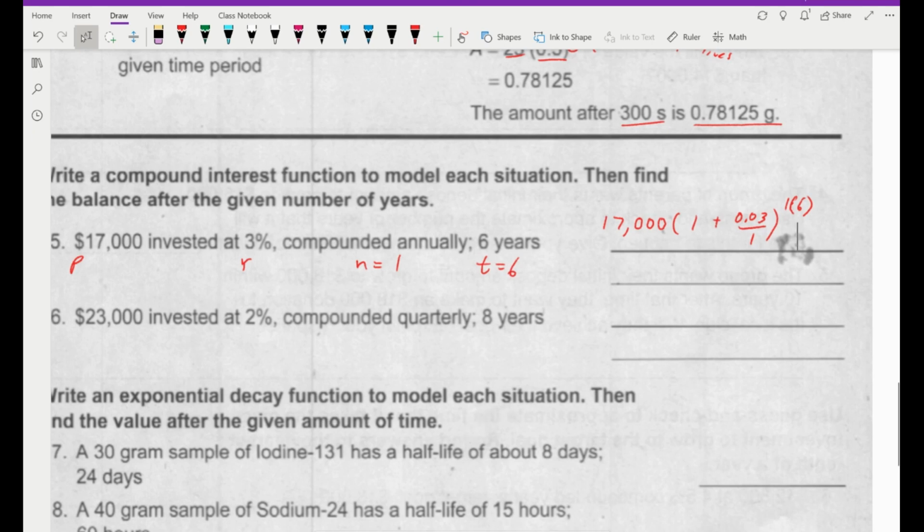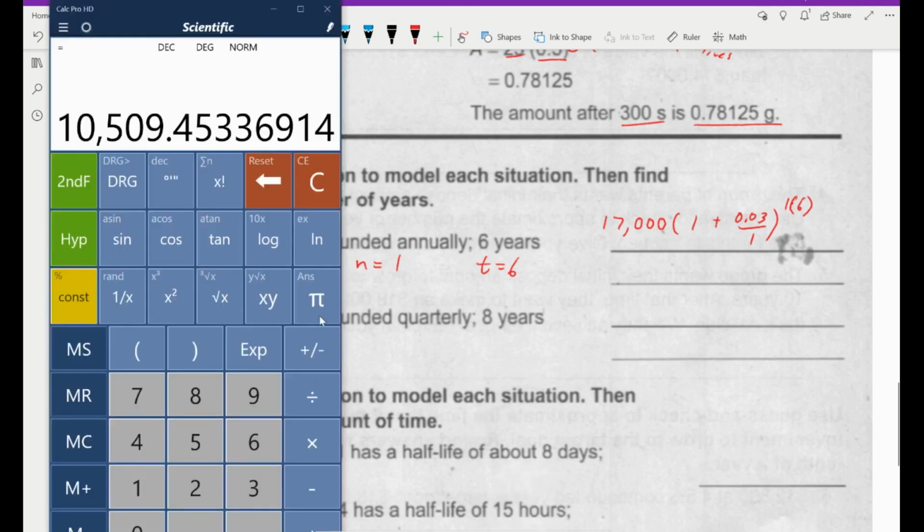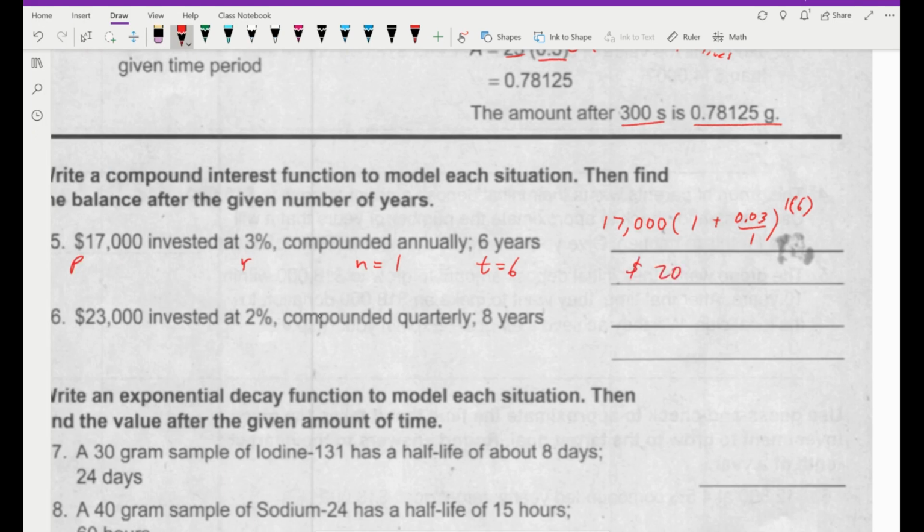Let's get our calculator. So we have 17,000 times 1.03 raised to the sixth. And we get 20,298 and 89 cents. So it's going to be 20,298 and 89 cents. That's how much $17,000 invested at 3% compounded annually is worth after 6 years.